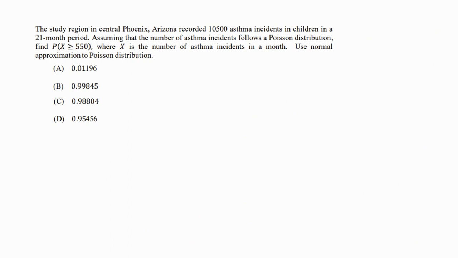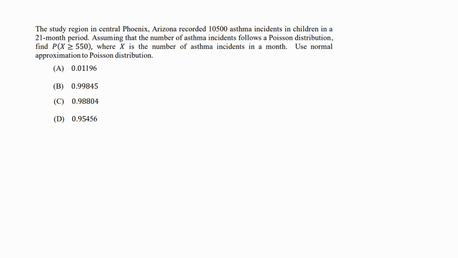Okay. So next question we have here is that the study region in Central Phoenix, Arizona recorded 10,500 asthma incidents in children in a 21-month period. So we have T is equal to 21. So in 21 months, we have 10,500 incidents of asthma.